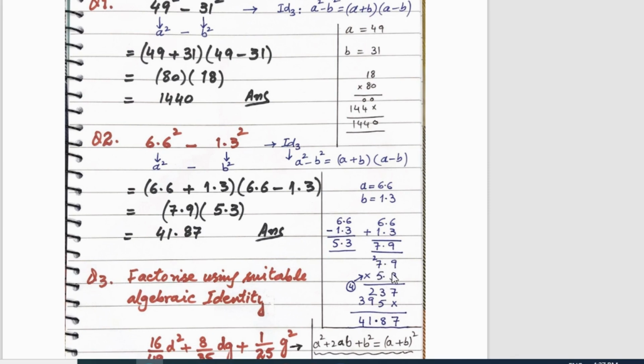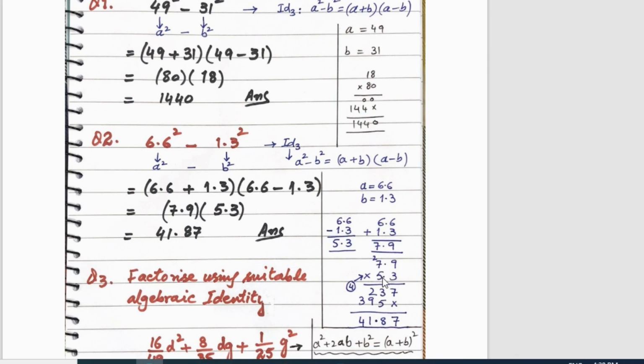Suppose that 79 and 53 are given to you and we are multiplying them. First of all, we will multiply 3 with 79. 3 9s are 27, 7 and 2 carry, and 3 7s are 21 plus 2 is 23.